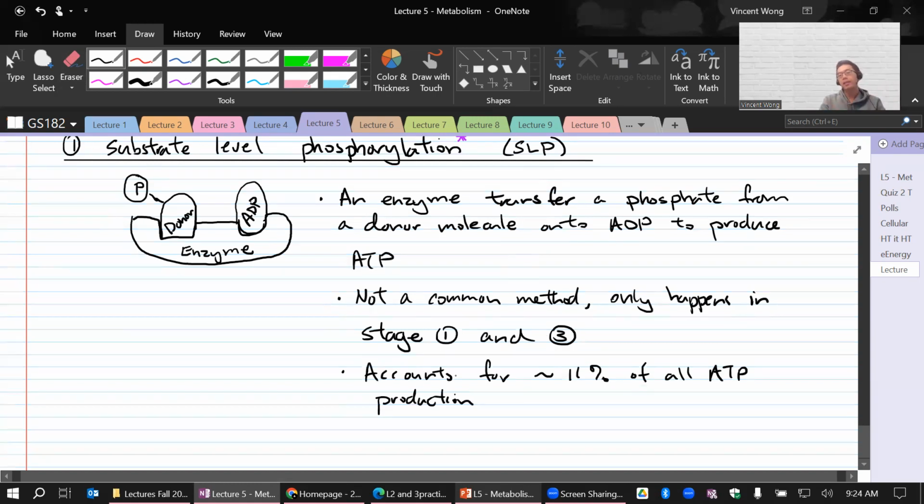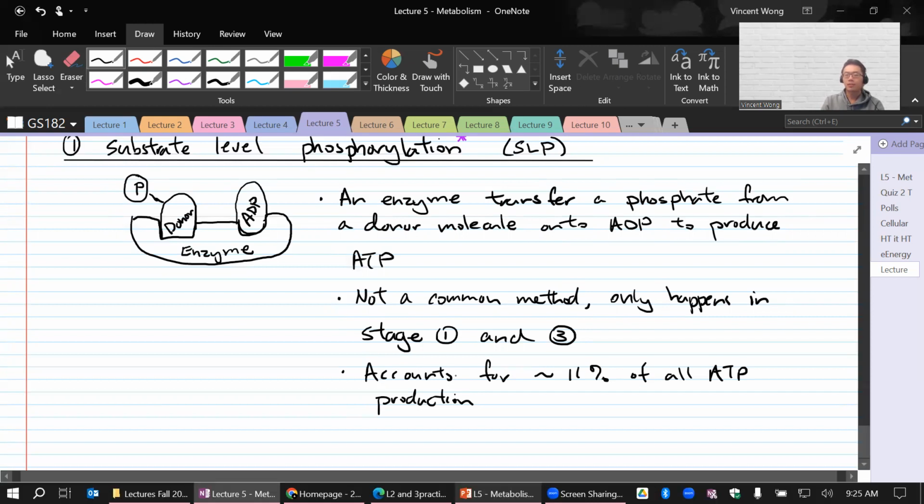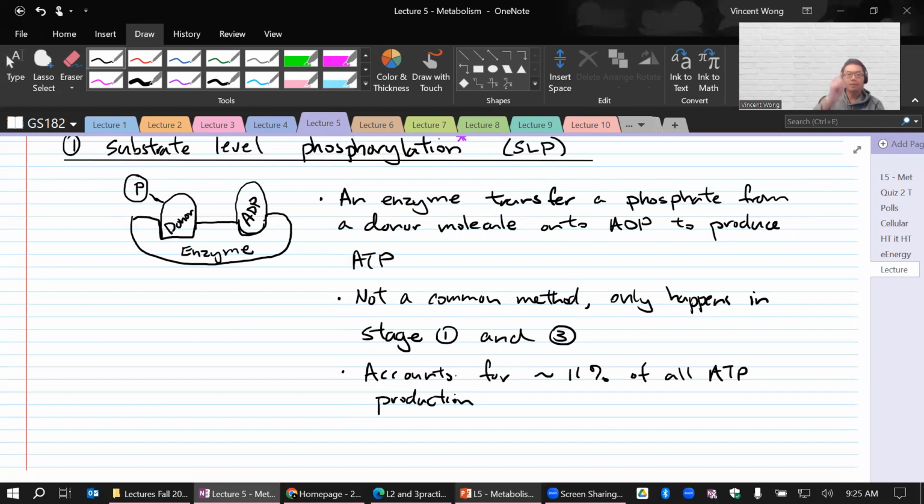It only accounts for about 11% of all ATP production in cellular respiration. How many ATPs do we produce in cellular respiration? What's the magic number? 36. 36, that's right. So about 4 of them are produced using this method, substrate level phosphorylation.